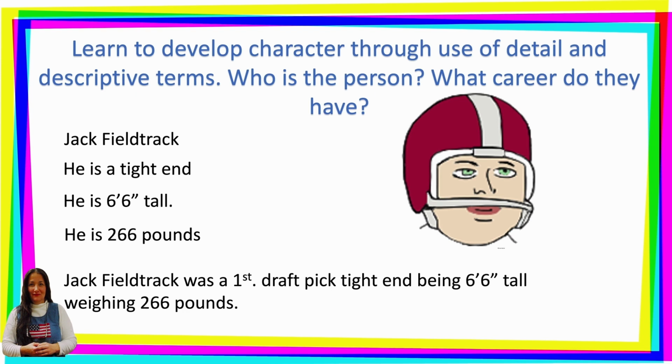Jack Fieldtrack was the first draft pick tight end, being 6 feet 6 inches tall, weighing 266 pounds.